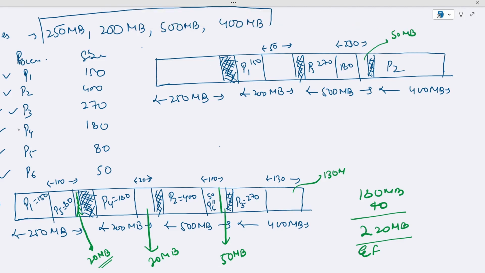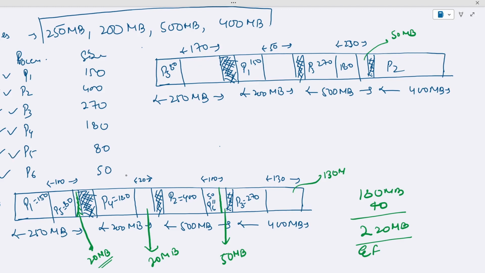Now P4 is also completed. P5 is 80 MB. First of all, start from the starting. We can put P5 in the first block, because in the second block we have 50 MB of space and in the third block we also have 50 MB of space, so we cannot put it there. So P5 gets this space, 80 MB. If you subtract 80 from 250, you will get 170 MB of space left.